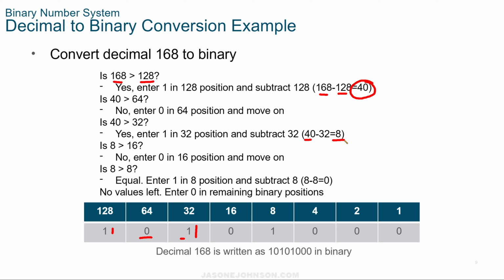So 40 minus 32 gives us an 8 remainder. And so we say, is 8 greater than 16? No. Is 8 greater than 8? No, but it's the same number. So we write a 1 in there and we subtract 8 from 8, which leaves us with 0, and the remainder of our places are 0.